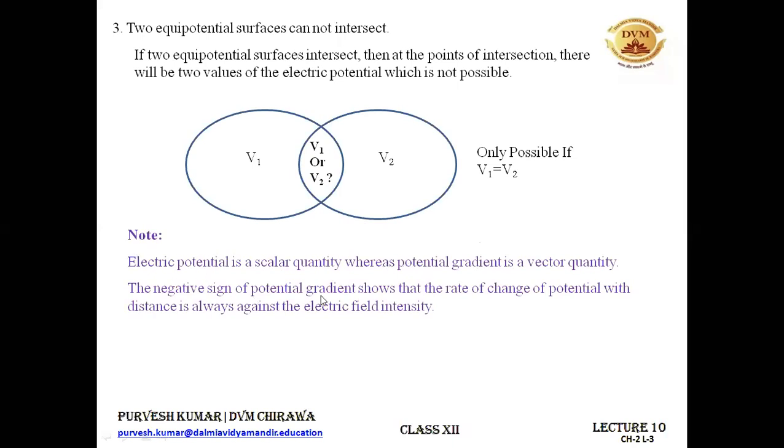The first point, the negative sign of the potential gradient, shows that the rate of change of potential with distance is always against the electric field intensity. So potential gradient is always in a direction opposite to that of the electric field intensity. This is what the second term means. E is equal to minus dV upon dx. So now it is clear that the direction of the potential gradient is always opposite to that of the electric field. It acts always against the electric field. I hope it is clear. The second point.